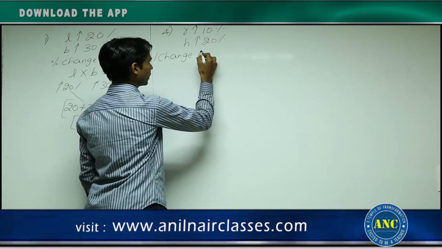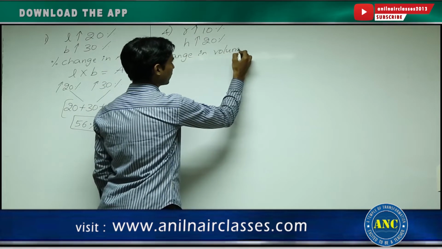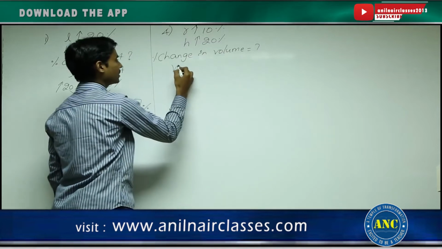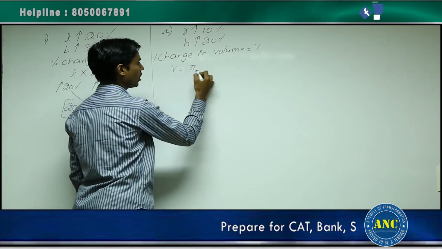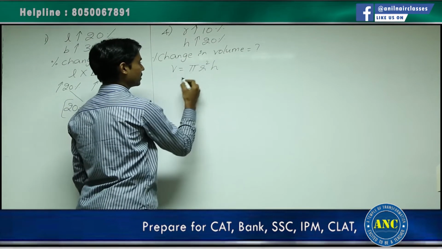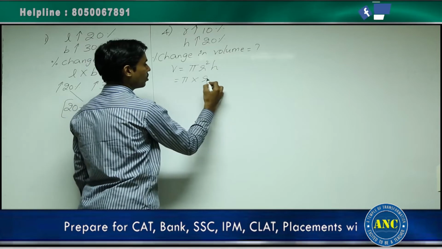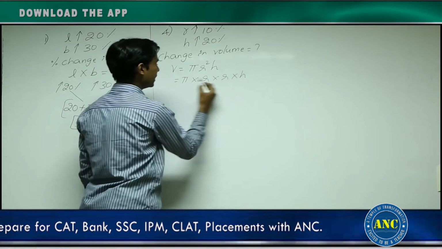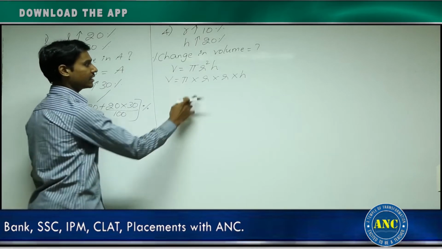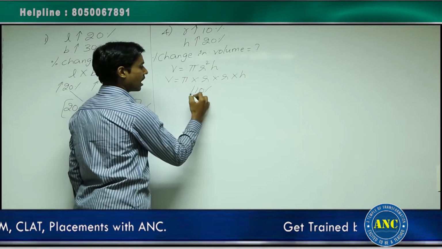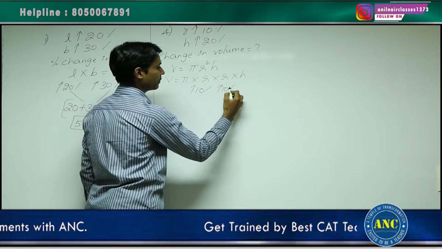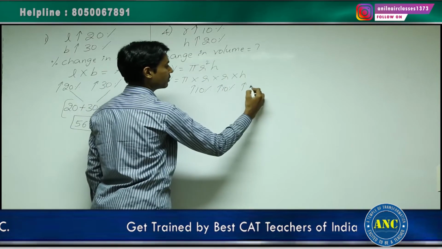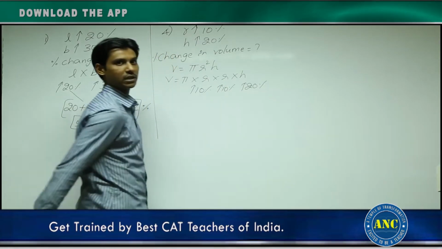See here, same logic. Volume of a cylinder is given by pi r square h. This becomes pi into r into r into h. Radius increases by 10%. This radius also increases by 10%. Height increases by 20%.